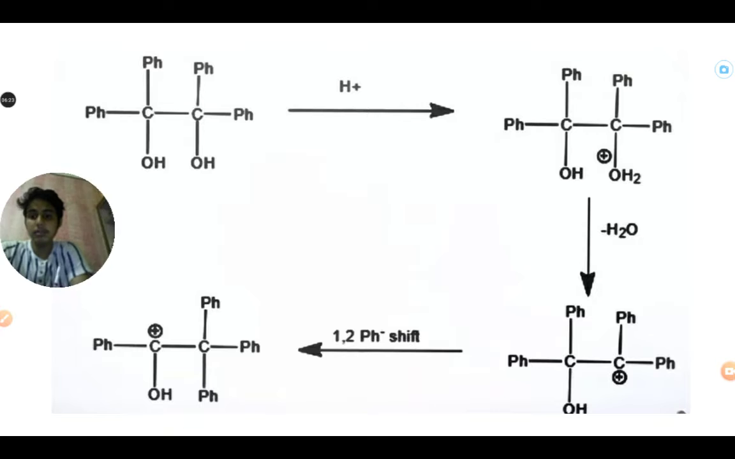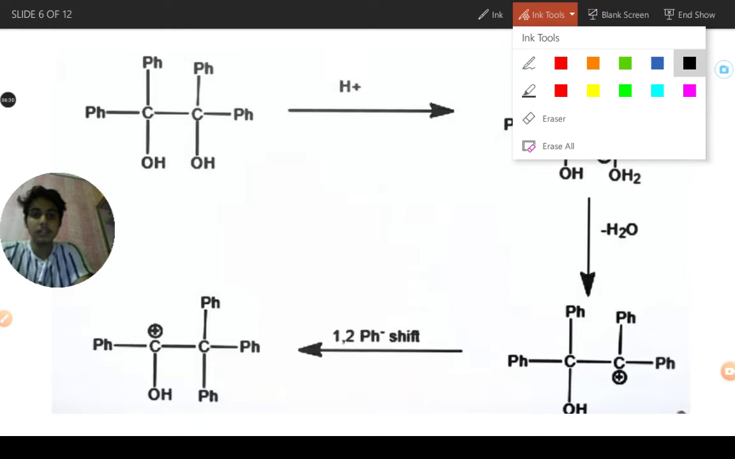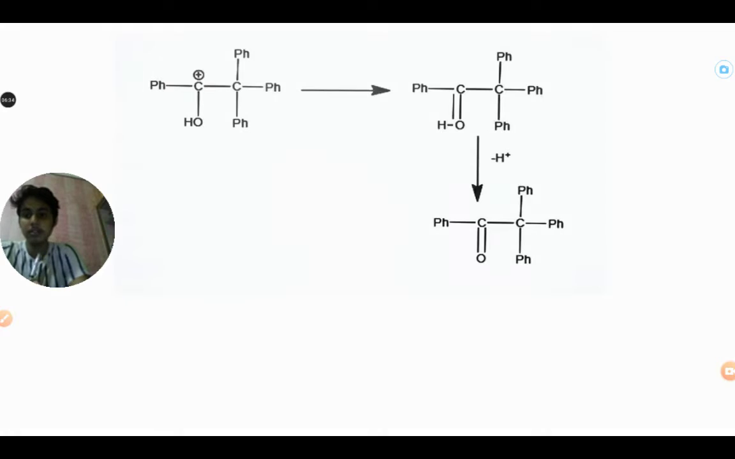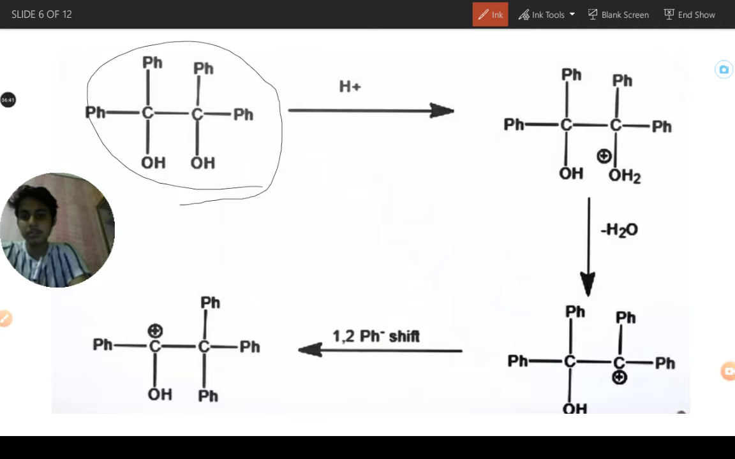So you can see our pinacol here. This is our pinacol product.